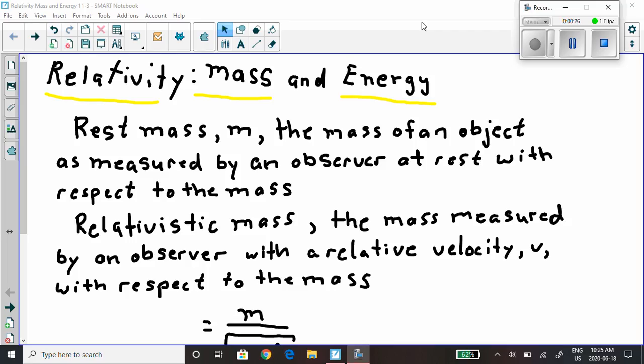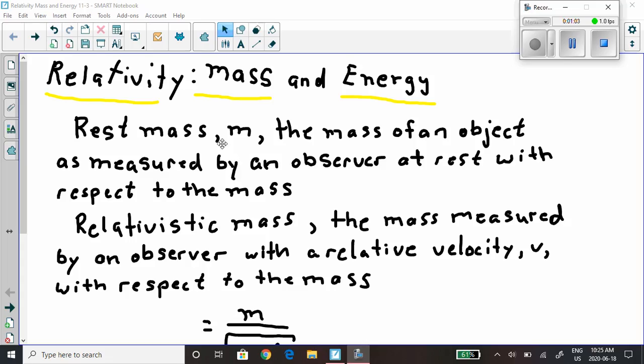So what we're going to talk about now, and I hope you watch the video. They're older videos, but they still do a good job. So relativity, mass and energy, first concept, which was hinted at in the previous section of the textbook: the idea of rest mass. Rest mass, m, is the mass of an object as measured by an observer at rest with respect to the mass, so there's no relative motion between them. Here's my textbook. I'm going to measure its mass, put it on a scale, and that's it.